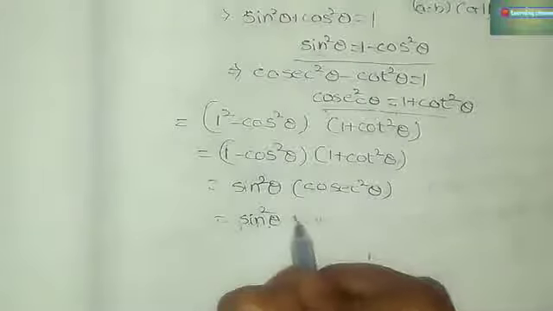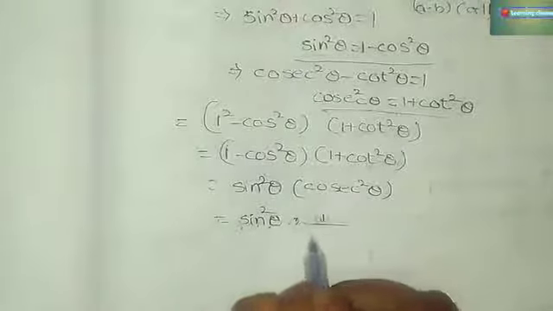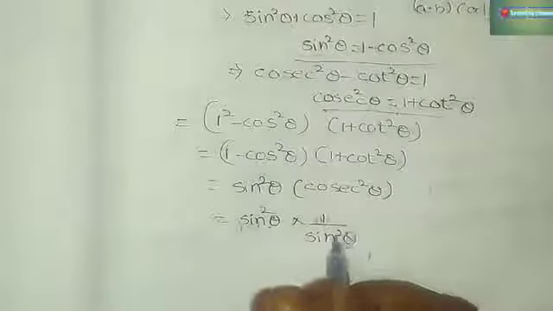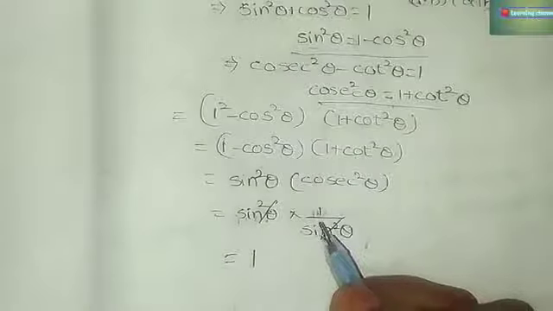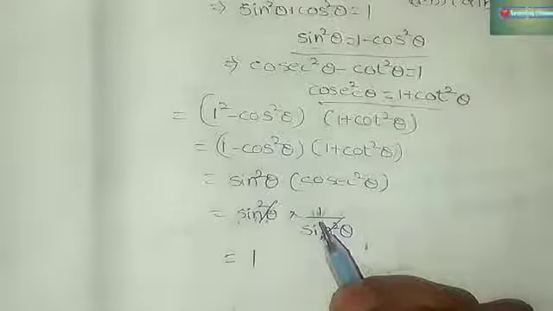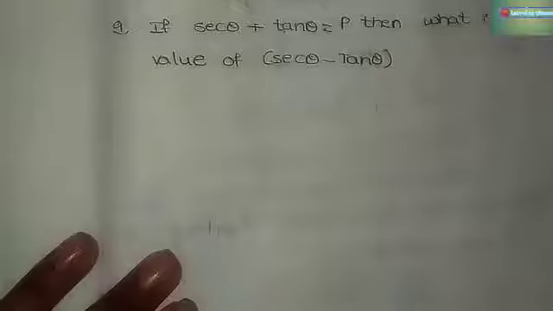Ninth one. If secant theta plus tan theta is equal to P, then what is the value of secant theta minus tan theta? First of all, we have to write what they have given. They have given secant theta plus tan theta is equal to P.